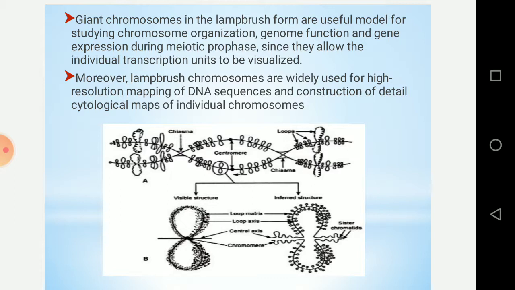It is very easy to identify and very easy to observe, and you can do a much greater amount of study on these two types of chromosome instead of human chromosome, because it's very difficult to isolate and do experimental work on human chromosome. Instead of that, go with polytene chromosome and lampbrush chromosome.